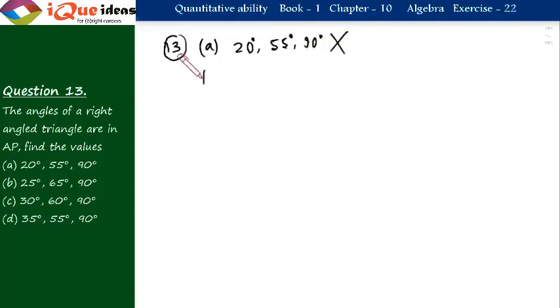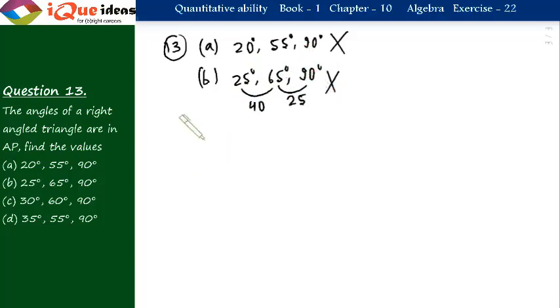Alright, let's check option B. 25 degrees, 65 degrees, and 90 degrees. Again, 25 plus 65 is 90, 90 plus 90, 180 degrees. So, the sum is 180 degrees, correct? But let's check whether they are in AP or not. Now, for the numbers to be in AP, that is arithmetic progression, differences of two numbers should be the same. So, the difference of first and second is 40. Second and third is only 25. Oh, so this is wrong again.